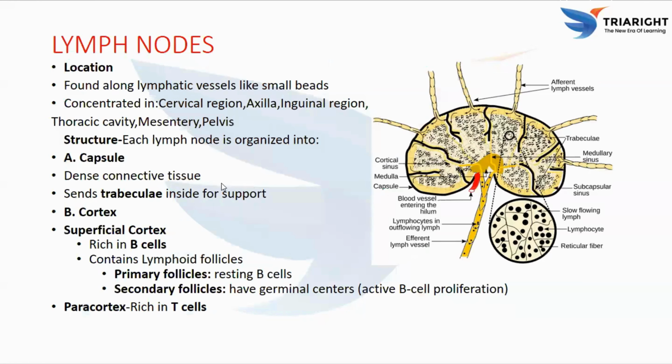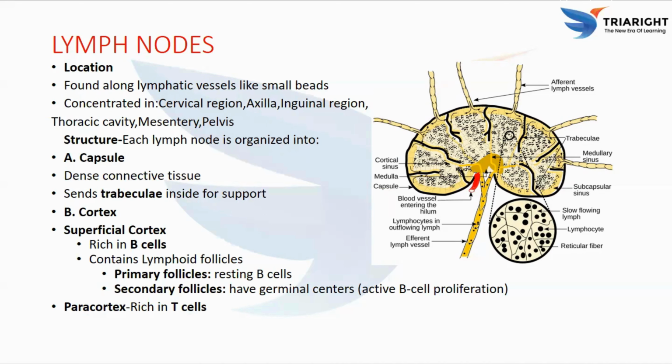So the first one is lymph nodes. What are lymph nodes? They are small bean-shaped structures found along the lymphatic vessels. They work as filter stations that clean lymph fluid and activate immune responses. So where are they located? Lymph nodes are found throughout the body, but they are highly concentrated in regions like the cervical region in the neck, axilla in the armpit, inguinal region in the groin, thoracic cavity in the chest, mesentery in the intestine folds, as well as the pelvis. These areas are common sites of infection where nodes often swell.